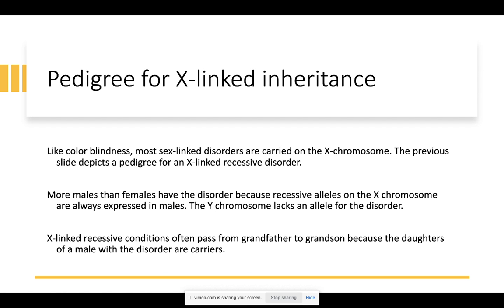Like colorblindness, most sex-linked disorders are carried on the X chromosome. The previous slide depicts a pedigree for an X-linked recessive disorder. More males than females have the disorder because recessive alleles on the X chromosome are always expressed in males. So again, whenever I would analyze pedigrees, whether it be in medical school or undergrad, one of the tricks that was taught to us was to look at males. If males were primarily more affected, this was most likely an X-linked inherited disorder.